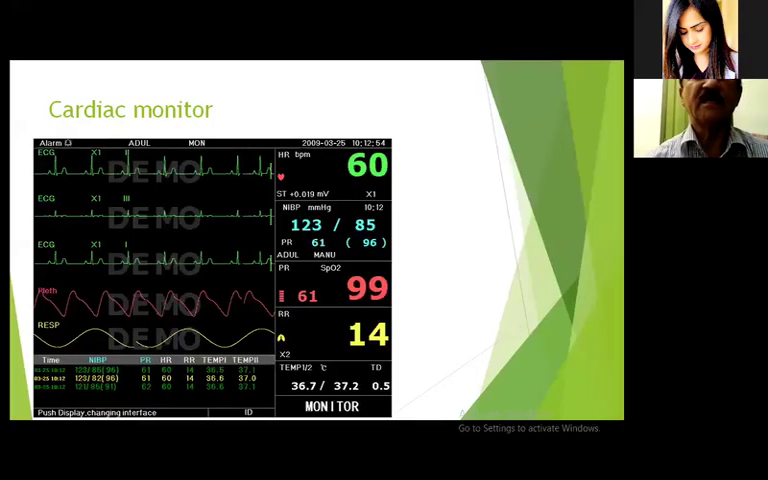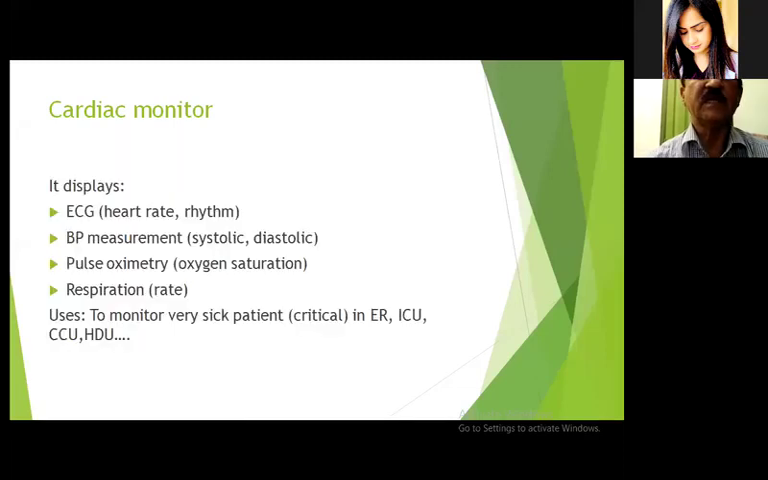Our yellow line is the respiratory rate, and in the middle there is the blood pressure, systolic and diastolic. So the cardiac monitor displays ECG, heart rate, rhythm, blood pressure measurement, systolic and diastolic, pulse oximetry or oxygen saturation, and respiratory rate. It is used in most cases in the emergency, ICU, CCU, and HDU.